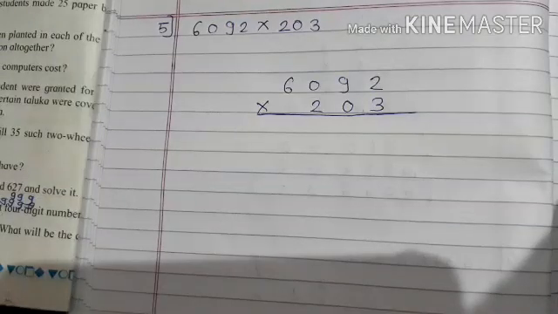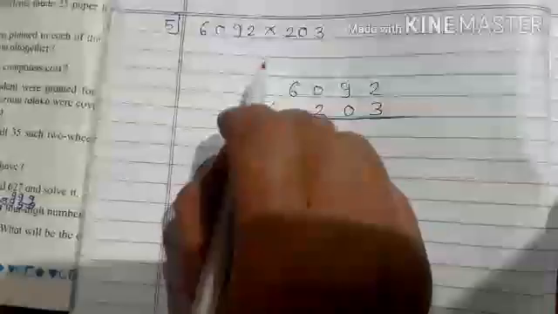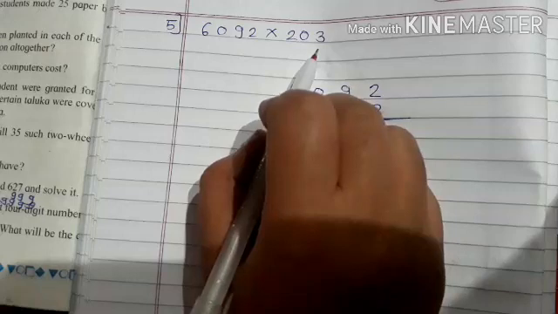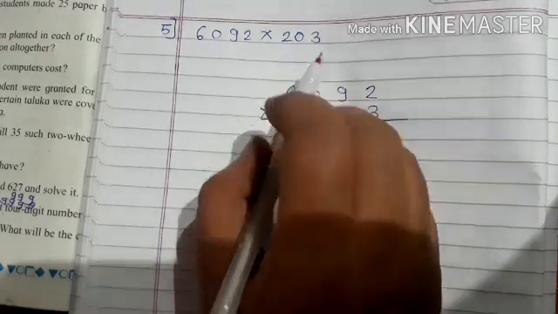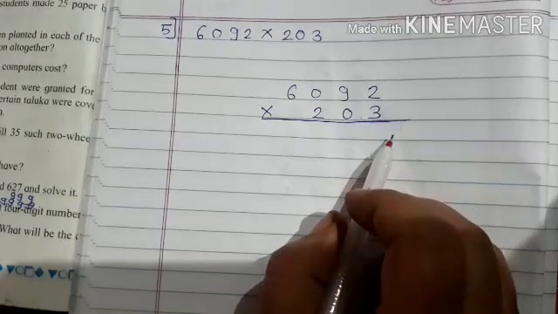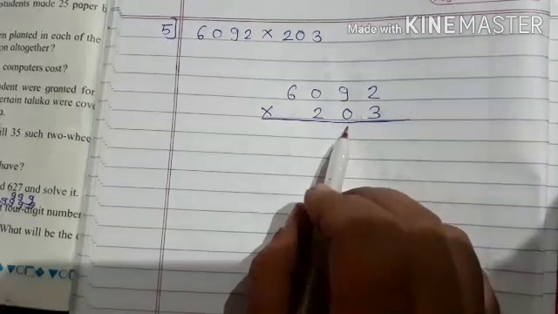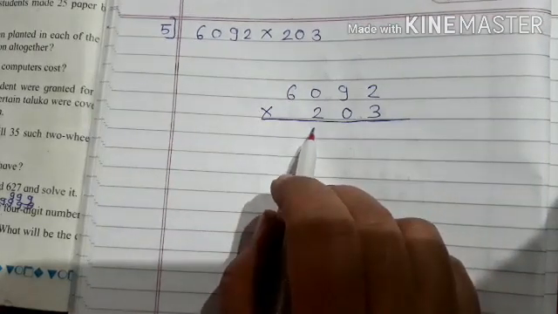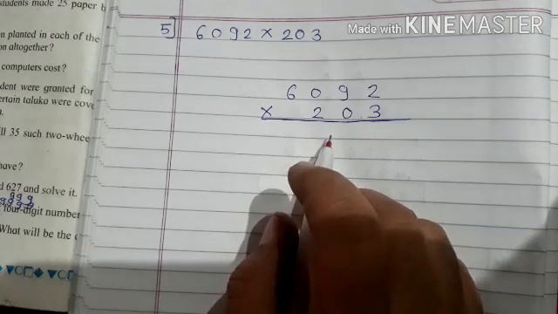So now see the fifth example, 6092 into 203. Multiplying the given number by a 3 digit number. Here we have to multiply by 3, then by 0, then by 2. Very easy numbers are there. Everyone knows the 3 tables.